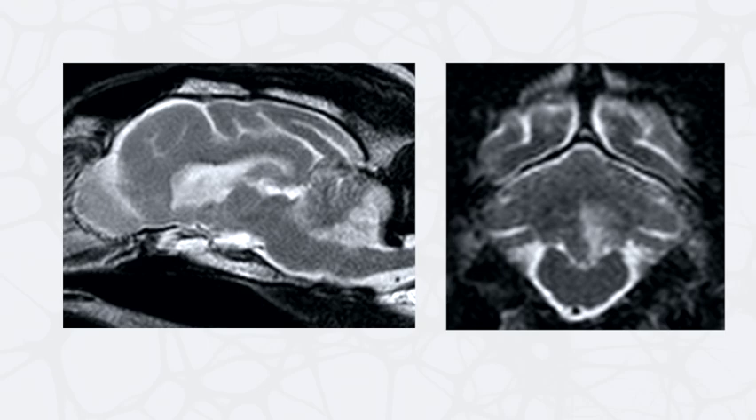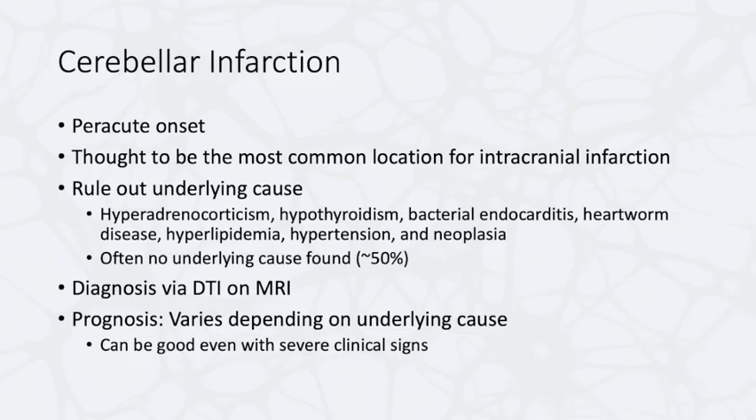And then finally, our last etiology is going to be vascular. So hopefully you can appreciate the sharp demarcations in this T2 weighted sequence compared to the previous two images. So this was an animal that had a stroke. So cerebellar infarctions are actually quite common. Just like with any stroke, it's going to be a peracute onset, so clinical signs occur suddenly. Half the time we can't find an underlying etiology, but just make sure we rule out all causes or as many causes as we can for infarction because we want to treat that.